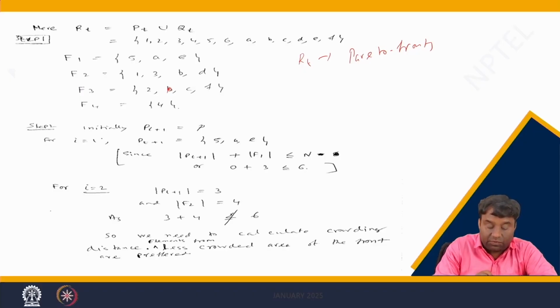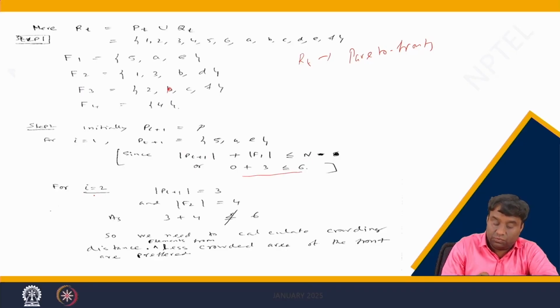Now step 2. Initially P t plus 1 equals the null set. For i equal to 1, P t plus 1 takes front 1, that is 5 comma A comma E, so the number of elements is 3. Then for the next iteration, i equal to 2, already P t plus 1 is 3, and F2 equals 4. So we need to calculate crowd distance. Elements from the less crowded area of the front are preferred.